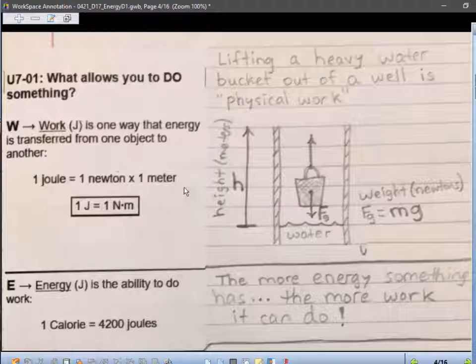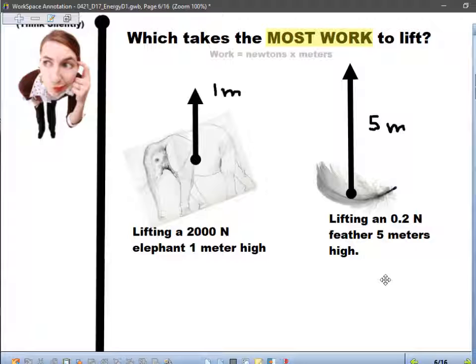In order to find the amount of work done to an object, you just take the newtons times the meters. And so we're going to be doing examples right now where you lift things. So the newtons is going to be the weight of the object, and the meters is going to be how high you lift it. So let's try a couple examples.